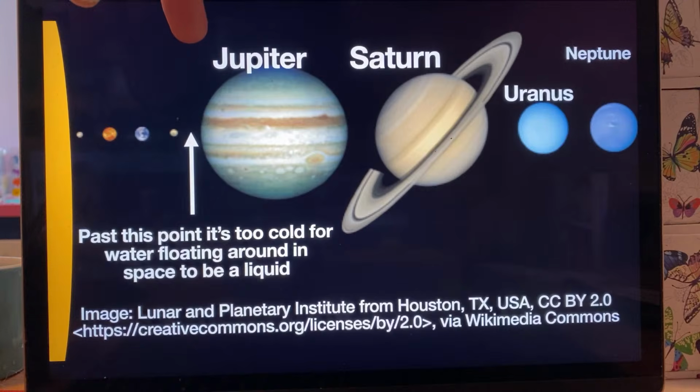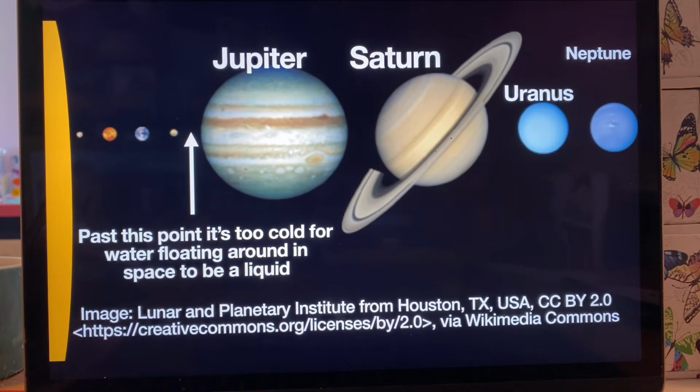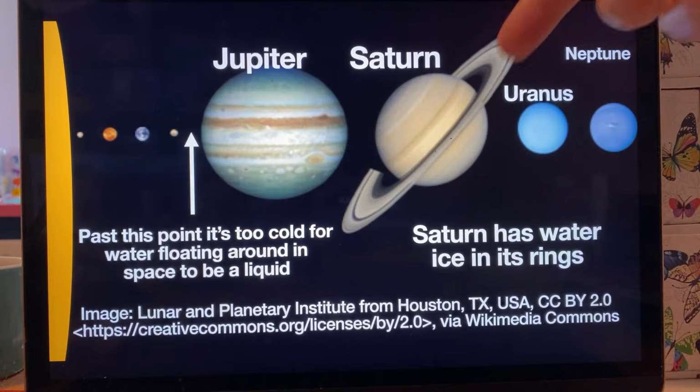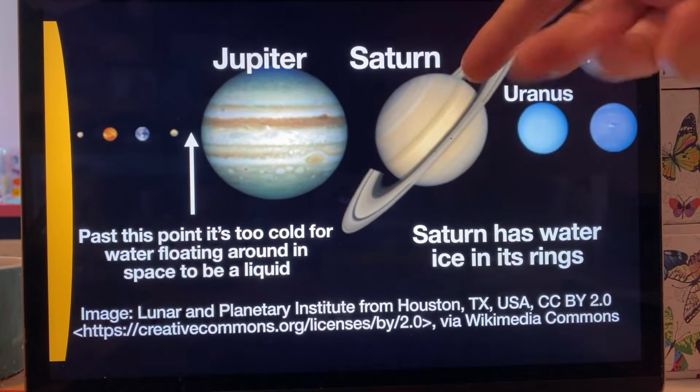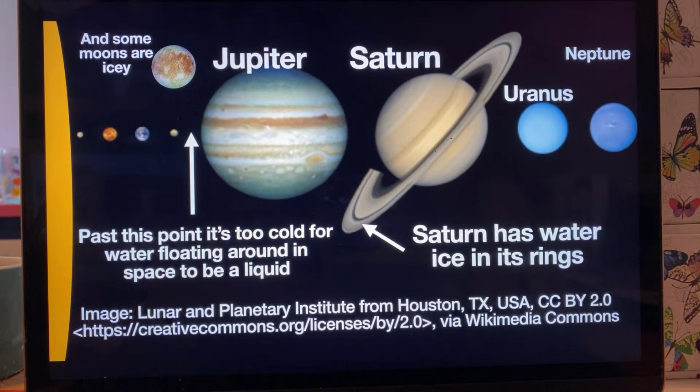where it's too cold for water to be a liquid, okay? Past that point, it's too cold for water just floating around in space to be a liquid. So Saturn, for example, has water in its rings, but it's ice because it's too cold. And some of the moons are icy as well, like Jupiter's moon, Europa here, is covered in ice.